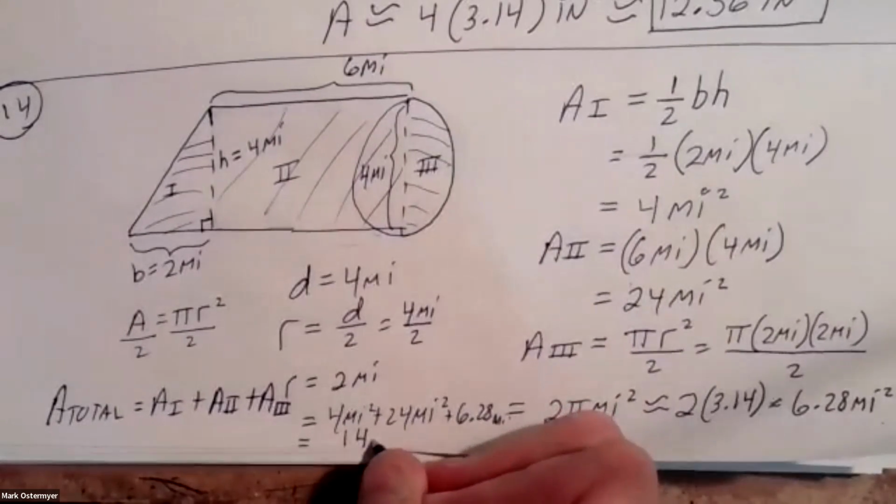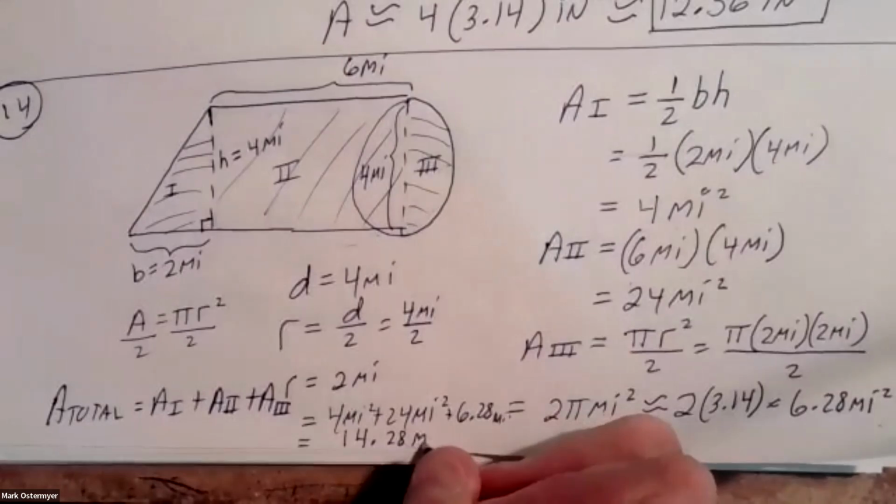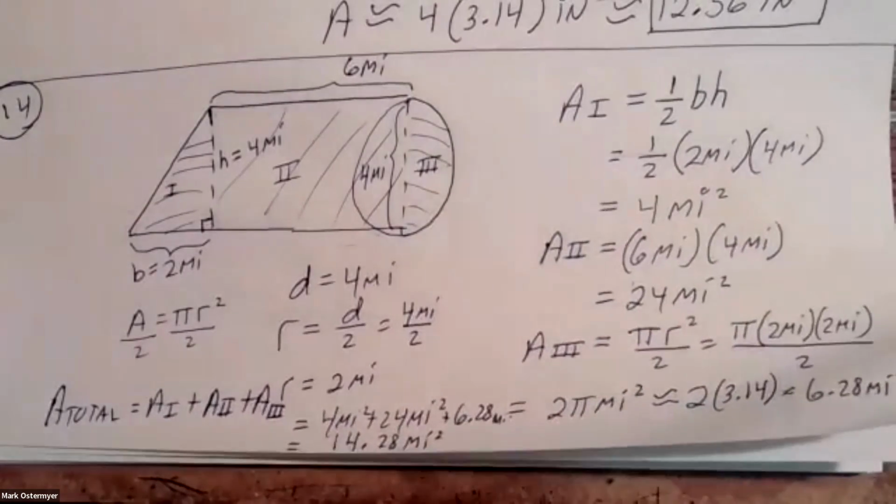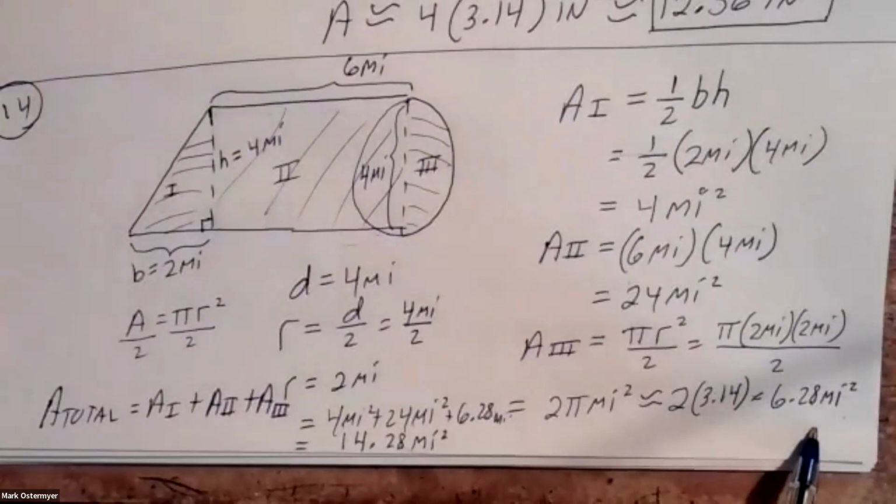So 14.28 square miles is the area of the entire shape, correct? 14.28 square miles. You understand how we broke that up into 3 different areas: triangular area, rectangular, and semicircle area, and added them all together.